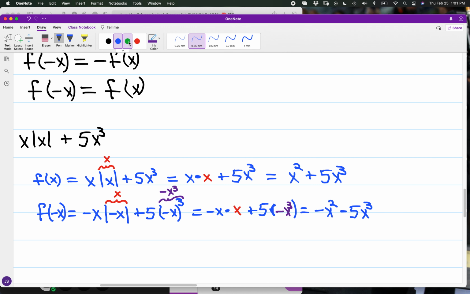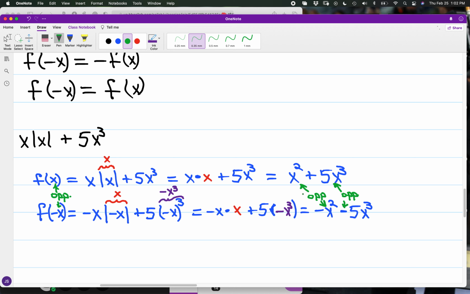And looking at how everything is going to line up, in terms of the inputs, you have x and negative x, so these are opposite each other. And for x squared plus 5x cubed versus negative x squared minus 5x cubed, for the first term you have x squared, and for the second you have negative x squared, so these are opposite. And for the second term, for f of x, you have positive 5x cubed, and for f of negative x, negative 5x cubed, so these are also opposite.